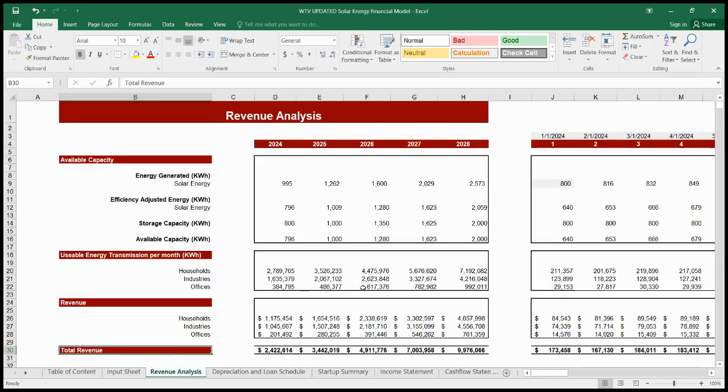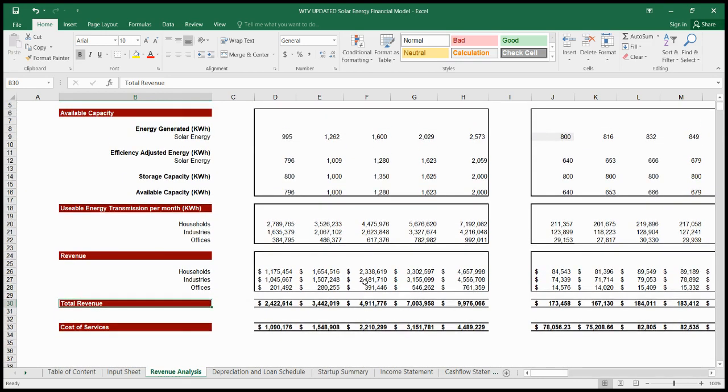After the input sheet, we have revenue analysis. At the top, we find the available capacity from solar. And after that, we find the revenue according to that capacity available and the cost of service according to those.